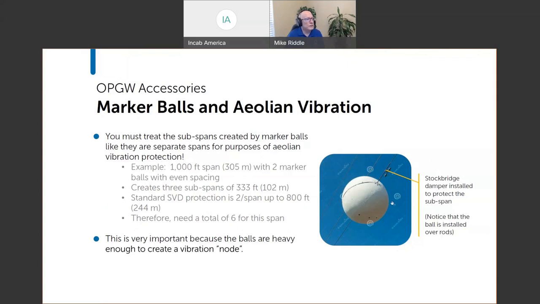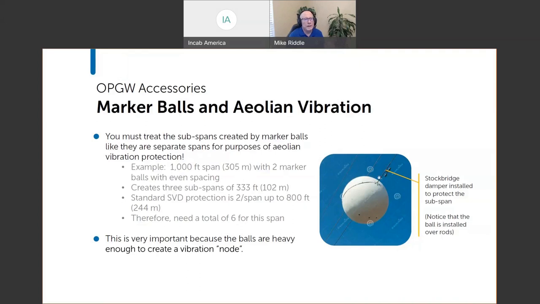And then in addition to that, you should treat the subspans created as separate spans for purposes of Aeolian vibration protection. So it's easier to illustrate what I mean with an example. If you had a 1,000-foot span and you were planning to install two marker balls, evenly spaced, you would have three subspans, right? So it's structure, 330 feet, first marker ball, another 330 feet, second marker ball, 330 feet to the next structure. So three subspans. So you would treat this for vibration protection as three spans of 333 feet each.